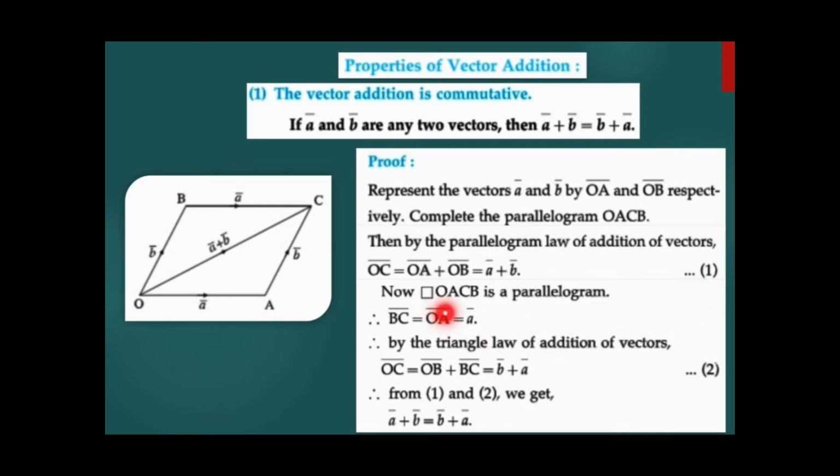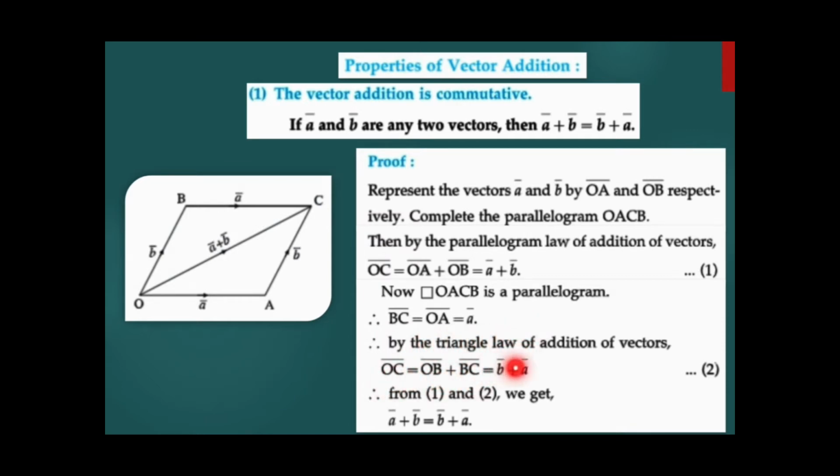Now OACB is a parallelogram. Therefore BC bar equals, this BC bar is equal to OA bar. So in place of OA we write BC. Therefore BC bar equals OA bar equals a bar.